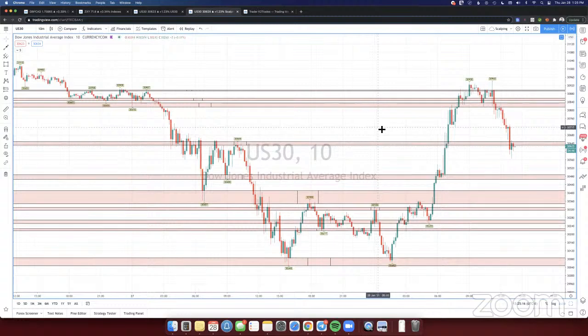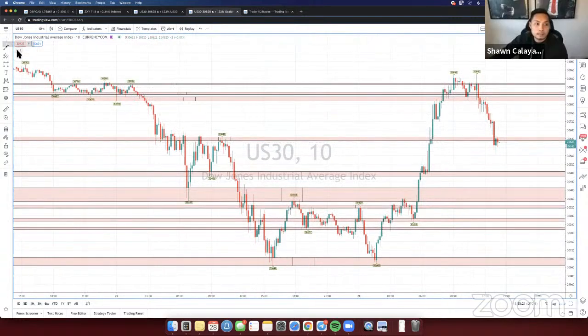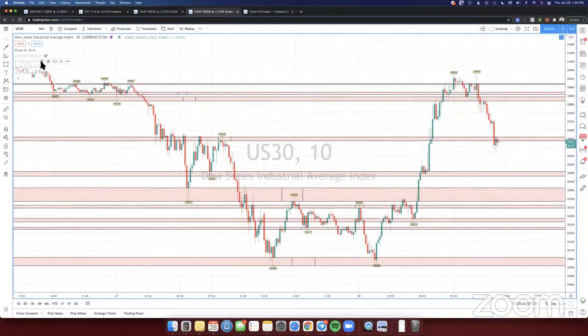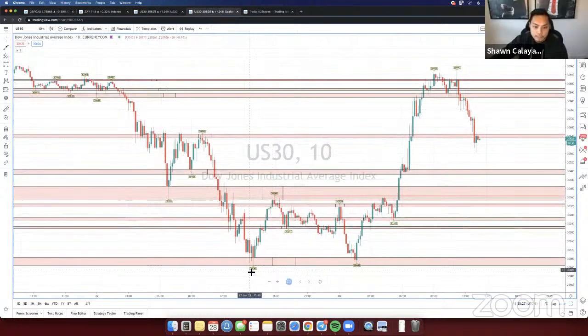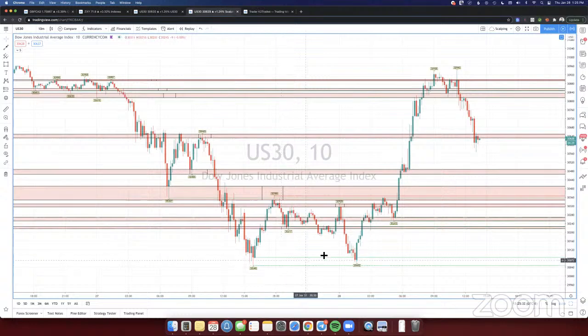Okay. And now, Shawn, can you go back and put the zones back on? Yeah. In that zone at the bottom, can you take that off so I can see what it looked like? Yeah, definitely. So if I just take this one off, there we go. If you want to see that zone.